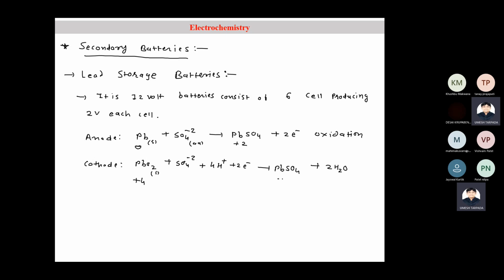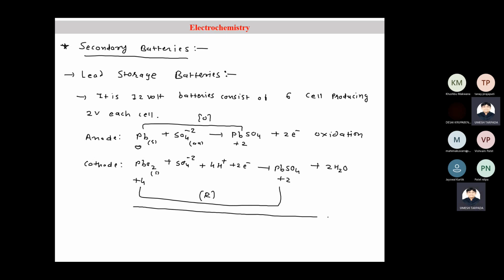So very common things here: it is +4 to +2, it's a reduction. 0 to +2, it's oxidation. But a very common thing over here is that the same product is formed at anode and cathode in both cases. If you write down the overall reaction, it becomes Pb plus PbO2 plus 2H2SO4, where 4H plus and SO4 minus 2 combine, so it will become 2H2SO4, gives 2PbSO4 plus 2H2O.